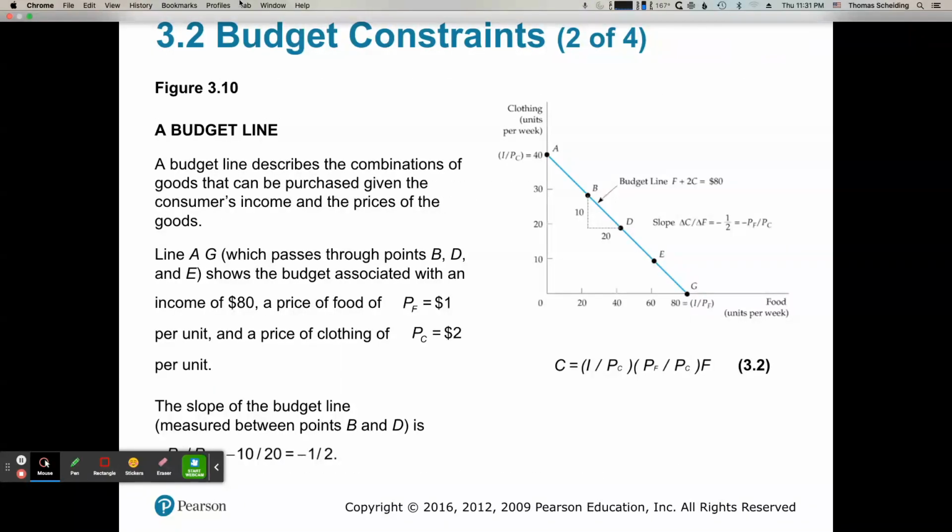And so what we see here is that if food costs $1 and clothing costs $2, that trade-off should always be 1 to 2, and negative because you're sacrificing one product to buy the other. So that slope is constant, and the slope of the budget constraint is basically the ratio of the prices.